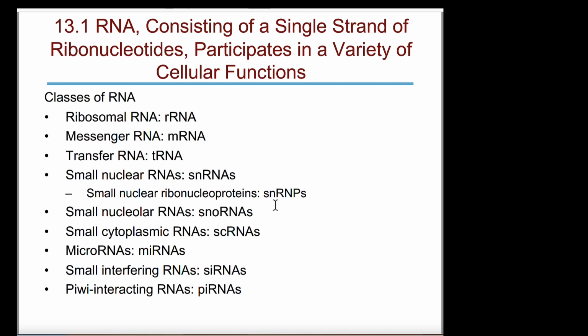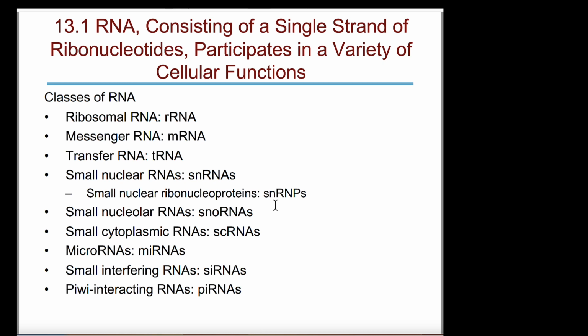You have small nuclear RNA, or snRNA. This RNA is very important in the processing of RNA. Small nucleolar RNA is also essential in the processing of RNA. You have small cytoplasmic RNA, microRNAs, and small interfering RNAs, or siRNAs, which are involved in what we call RNA interference, a process where these small molecules help to trigger the degradation of mRNA, or they inhibit translation of the proteins.